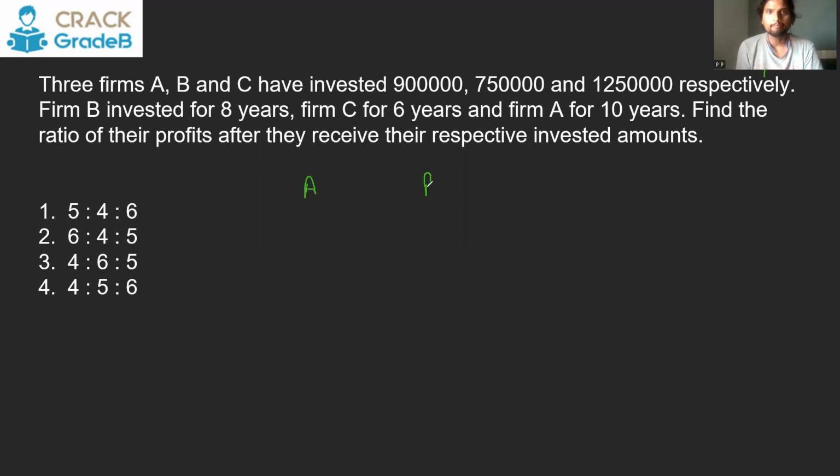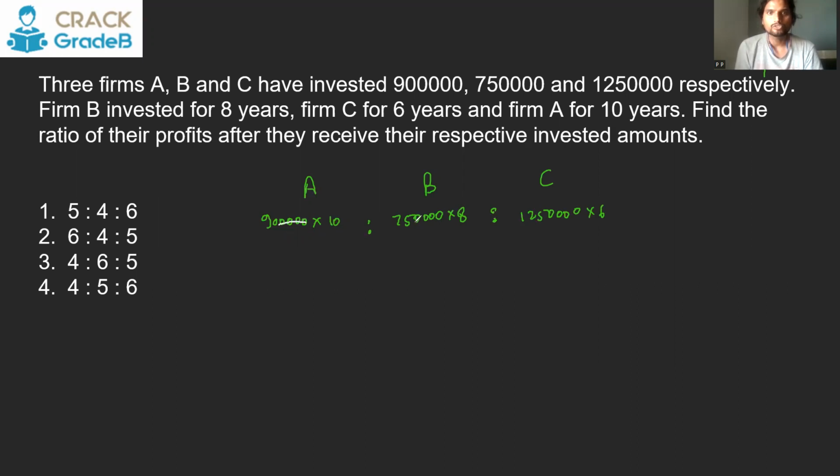So we know A, B, C. Investment of A here is 9 lakh and its duration is 10 years. So we know investment into duration. Investment of B is 7 lakh 50,000 and the duration is 8 years. And for C, the investment is 12 lakh 50,000 and the duration is 6 years. So the profit will be divided in this ratio.